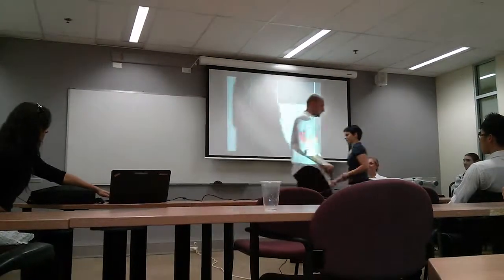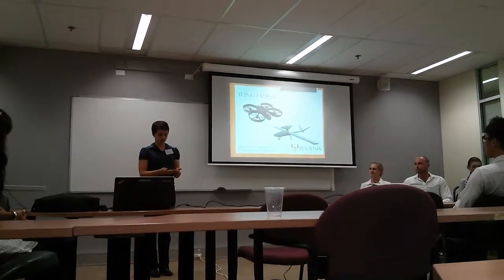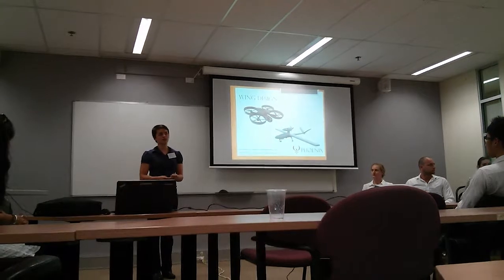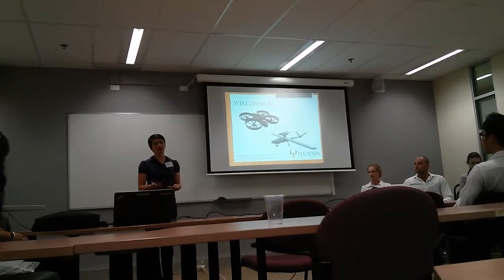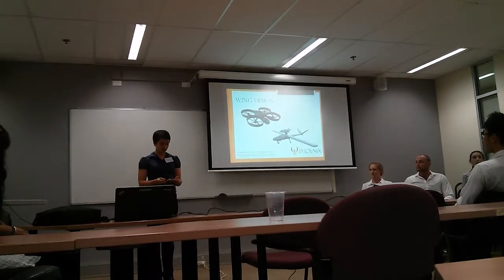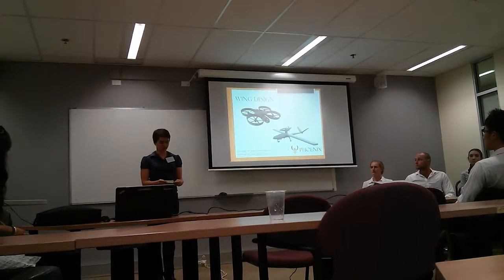Thanks, Jaden. Okay, so as Jaden just told you, we'll be doing a quick analysis of the differences between fixed wing and rotary wing UAVs. So firstly, the main difference between these two different types of UAVs is that fixed wing UAVs have wings that are obviously fixed in a certain position, much like a conventional aeroplane.